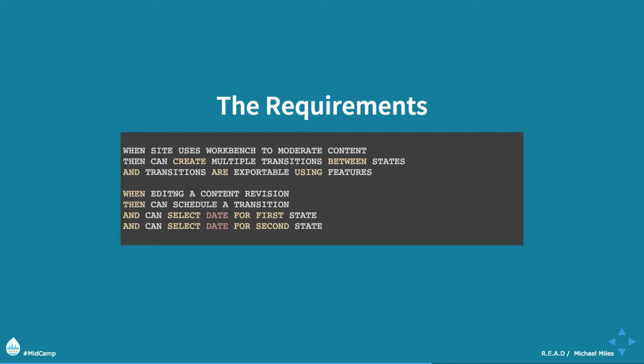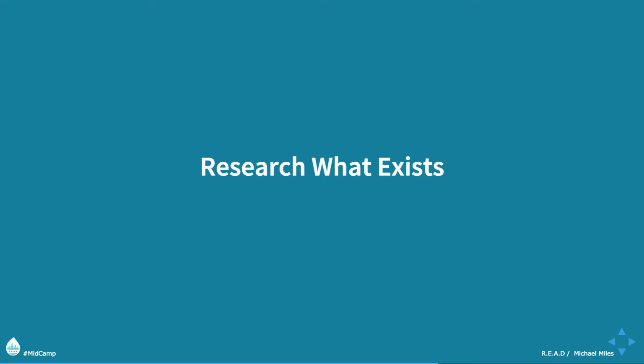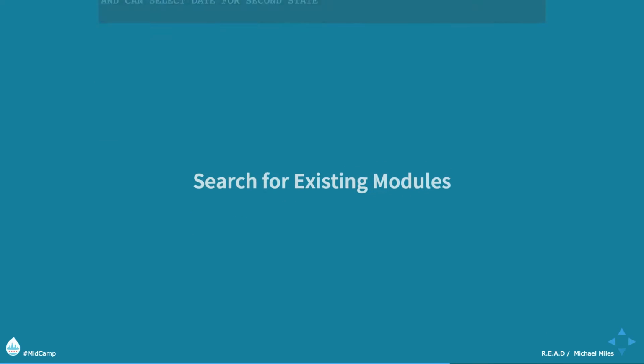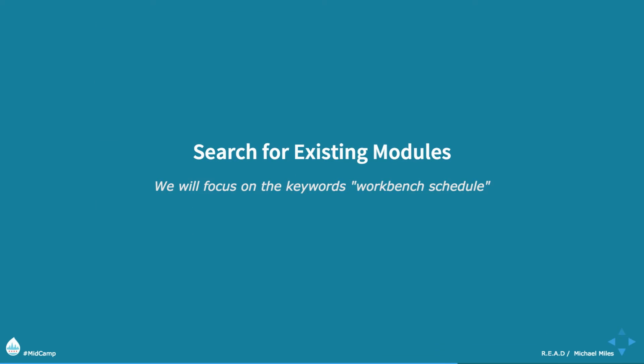So these are a lot more requirements. But I want to research what exists and isolate some keywords. Workbench, transitions between states, Features, content revision, and schedule a transition. And what I'm really going to focus on are Workbench and schedule, because that describes what I'm trying to alter and how I'm trying to alter it.